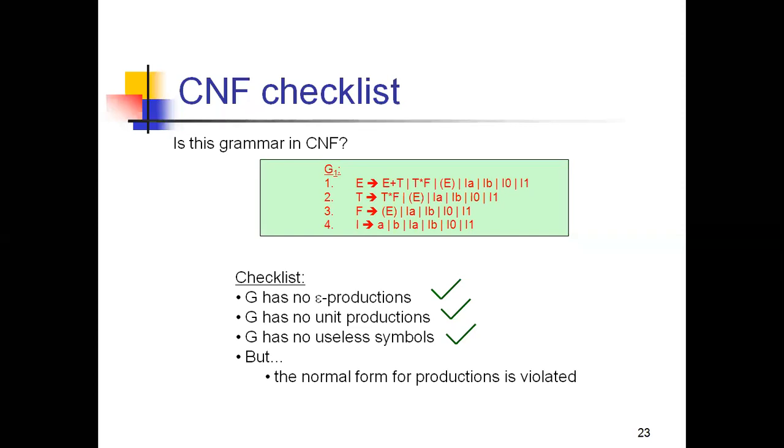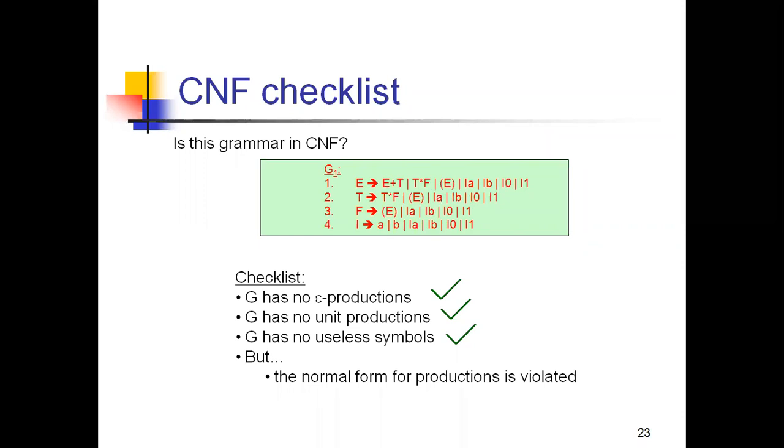See here how I am going to check it. First, I need to check for the epsilons. Is there any epsilon production in the grammar? No, because no production consists of the epsilon rule.